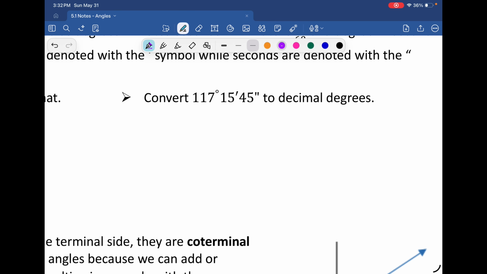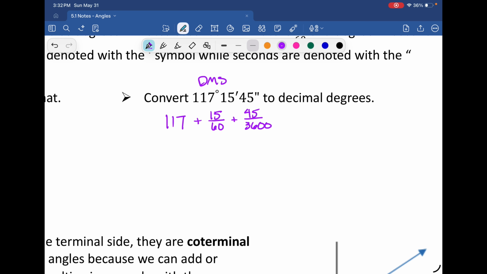Okay, now to convert back, going from degrees, minutes, seconds, we've got 117 degrees, 15 minutes, 45 seconds, and I want to convert them back to decimals. So this is DMS back to decimal degrees. We're going to start with the whole number, and we're going to add. Next one is minutes. How many minutes are in an hour? 60. So this would be 15 out of those 60. Then that 45, how many seconds are in an hour? That's 3,600.